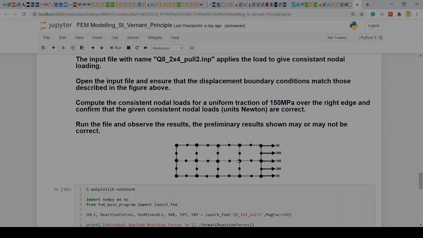And it's because when we evaluate a quadratic Q8 element on an edge, we essentially recover the behavior of a quadratic 1D element on that edge. You can go and double check that for yourself. That's really important to understand. In this example we're also covering the extension from 1D to 2D. What happens to the consistent nodal loading?